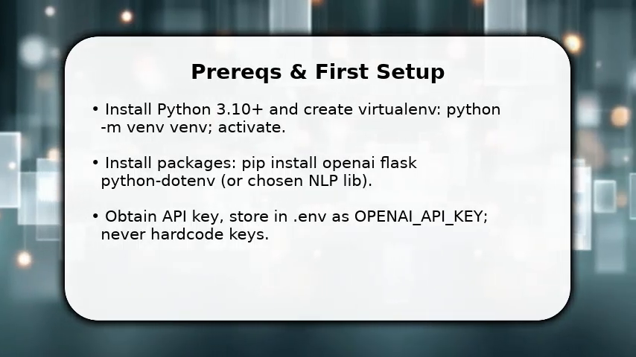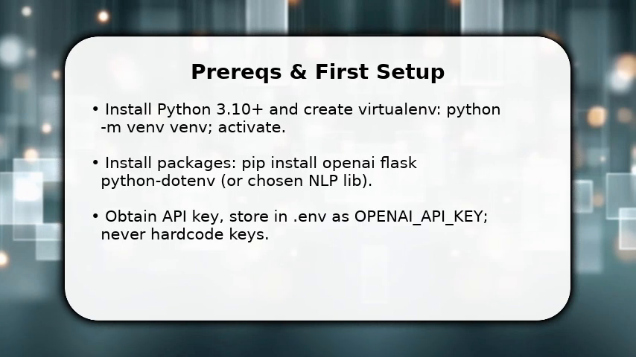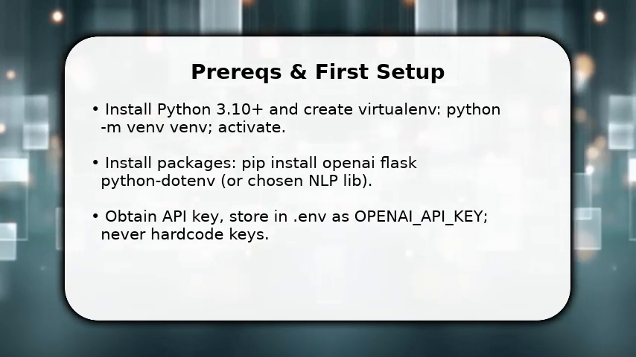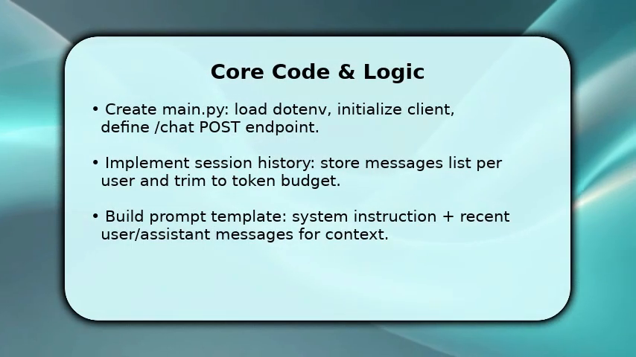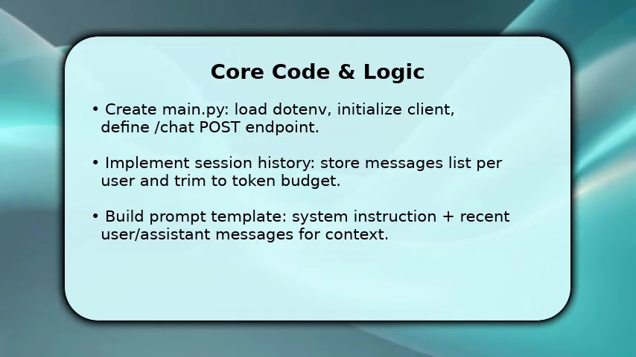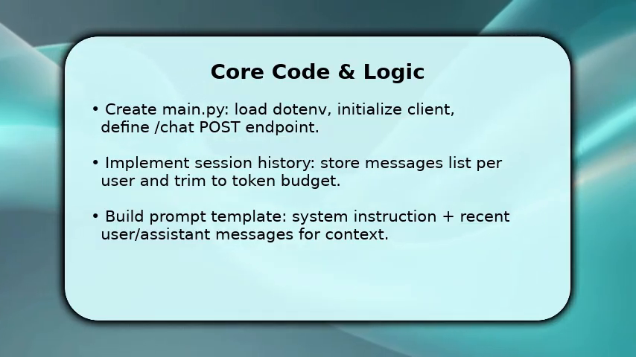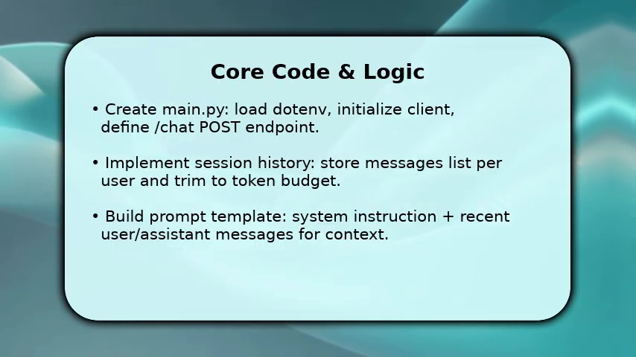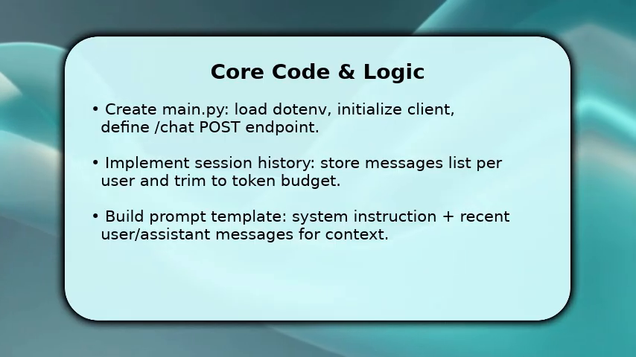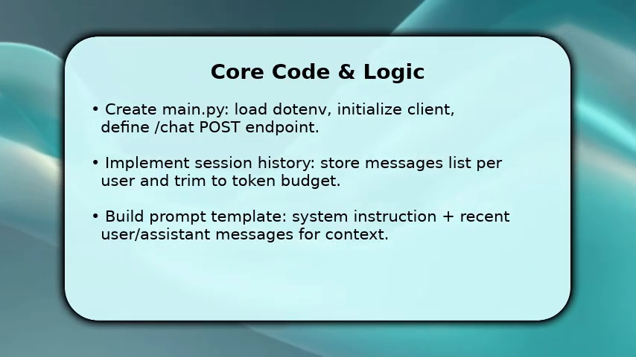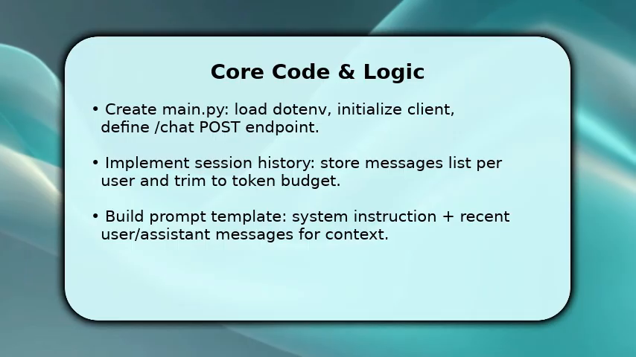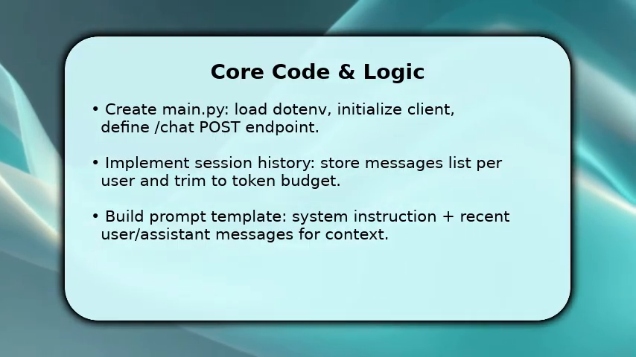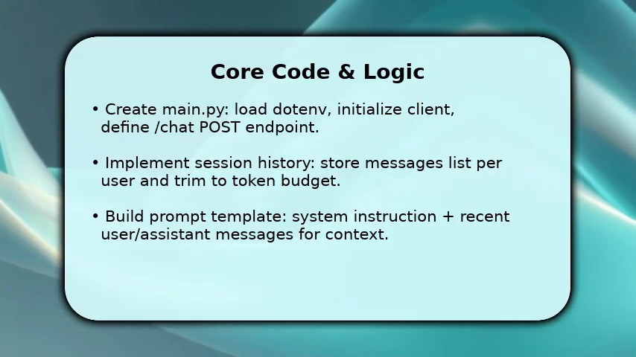Now that dependencies and secrets are handled, you're ready to scaffold the core Python files and basic request flow. Next, implement the core. In main.py, load environment variables, initialize the API client, and add a /chat POST endpoint that accepts user messages. Once done, manage conversation state by storing a messages list per session and trim older entries to fit the token budget. This preserves context without exceeding limits.